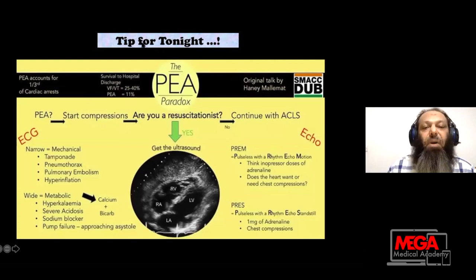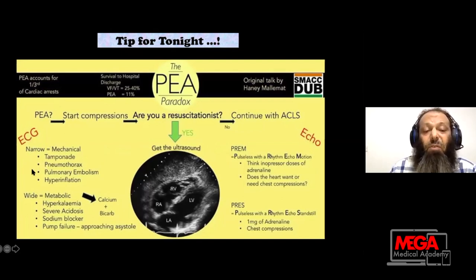This is the tip for tonight. What's the tip for tonight? It's the difference between PEA, pulseless electrical activity, and pseudo-PEA. How do you differentiate between PEA and pseudo-PEA by the ECG and the echo? For ECG, usually if the rhythm is narrow, this is something mechanical. If the QRS complex is wide, this is metabolic.